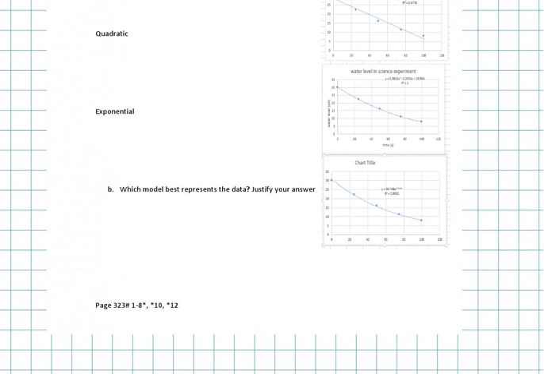So which model best represents the data? Justify your answer. We're going to say that the linear model is the worst fit because it has the lowest R squared value. The quadratic model is the best fit because it has the perfect R squared value. Exponential models are okay, but we're going to pick the quadratic because it has the perfect fit.